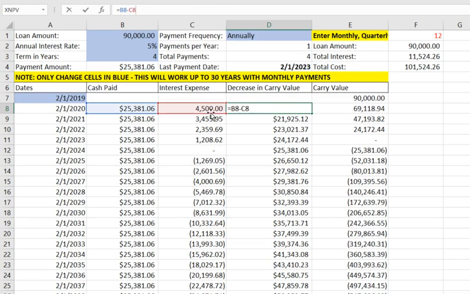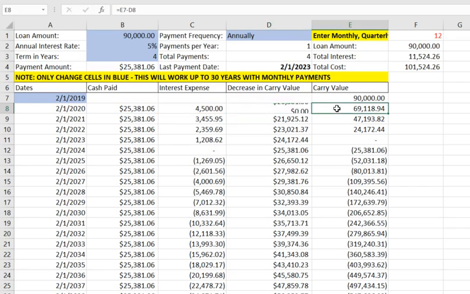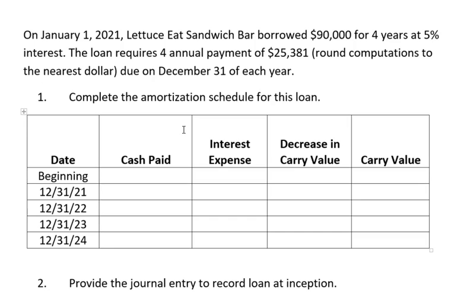Your decrease in carry value, of course, is simple. That's just going to be the difference between the interest and the cash paid. And then last is your new carry value, the amount you owe on the note. That's the 90,000 minus what you decreased your carry value for. So you can build these in Excel quite easily, but the important part, that's our payment, $25,381. So now let's go in and look exactly how we would do this in journal form.